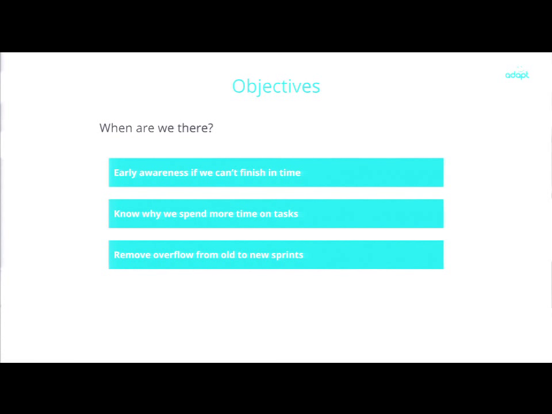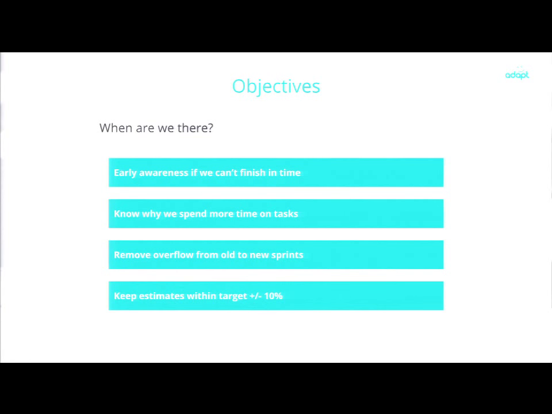We started working with sprints but saw this overflow. So the sprint was just a time box that we really didn't use, because when 2 weeks went past, we just looked at our board and said, okay, we have a lot of tasks that we didn't finish, we'll just move them to the next sprint, or even just kept extending the sprint. So we'd like to get rid of that. And last but not least, we'd like to keep the estimate within a target of plus minus 10%. That would be great.